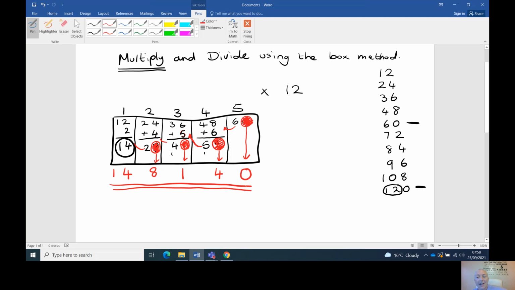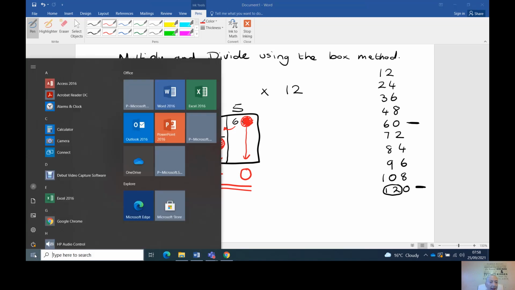So 1, 2, 3, 4, 5 times by 12 equals 148140. Okay, should we check that? Let's check that. Let's bring up my calculator.